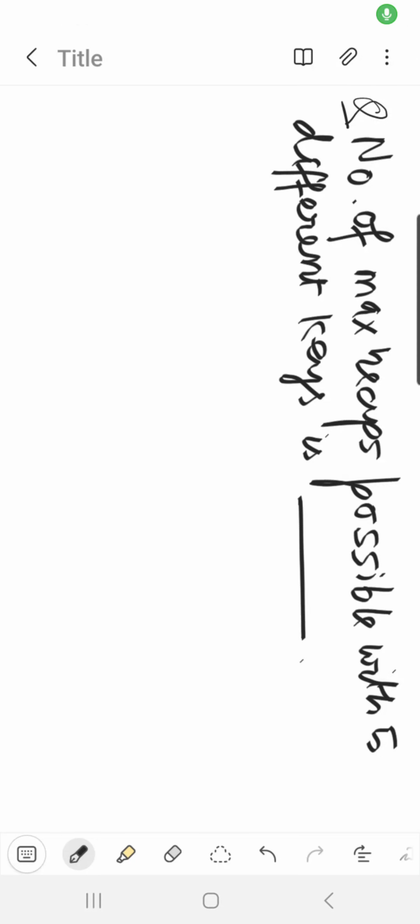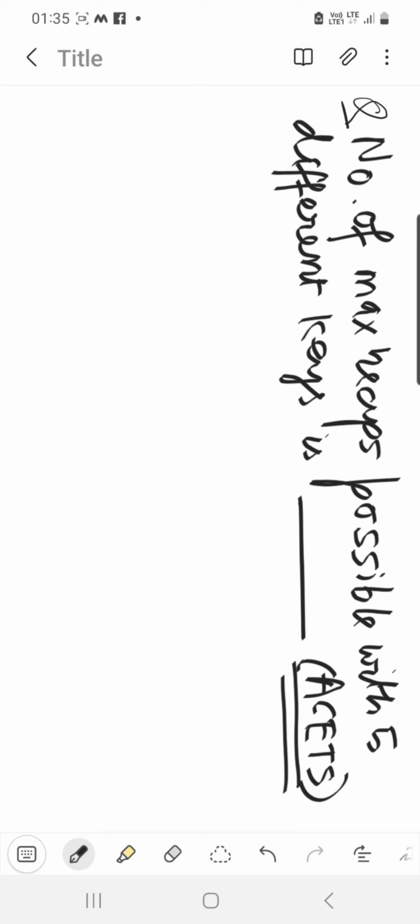Okay, so this is my question. This question was asked in Ace test series. The question is: number of max heaps possible with five different keys? Different keys means the keys are distinct, that is, all the keys are unique. So let's jump into the solution.